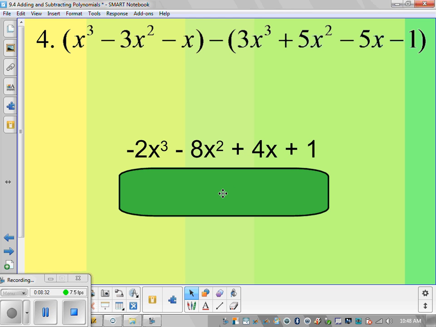How did you do? Were you able to get negative 2x to the third minus 8x squared plus 4x plus 1? If not, I'm going to go through and show you to distribute the negative first, and then we will combine like terms.